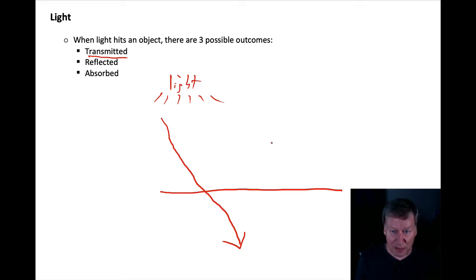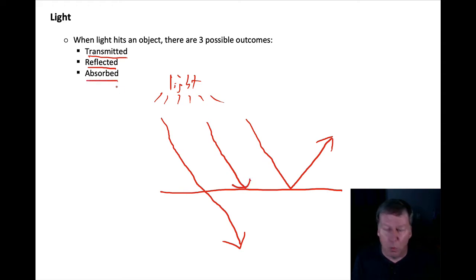The second thing that might happen is light can come down, hit the object, and bounce off. This would be a case of the light being reflected. And then finally, light can come down and hit the object and be absorbed by the object. That's the one we're most interested in, because when it's absorbed, the energy contained in the light is absorbed into the object that it hit.